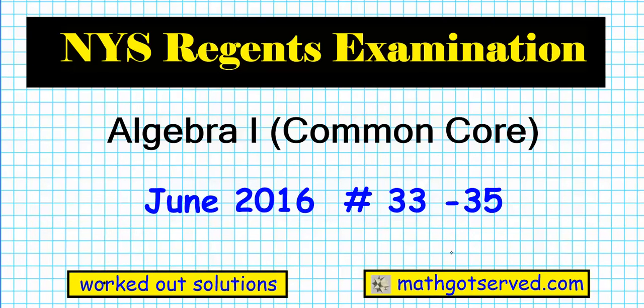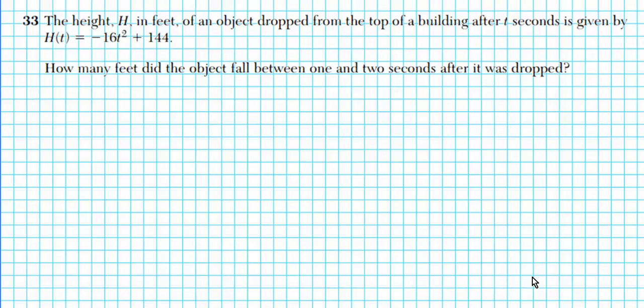In this clip, we're going to be going over problems 33 to 35 of the Algebra 1 Common Core Regents exam for June 2016. All right, let's take a look at question 33. It says the height h in feet of an object dropped from the top of a building after t seconds is given by the function h of t equals negative 16t squared plus 144. Question: how many feet did the object fall between 1 and 2 seconds after it dropped?